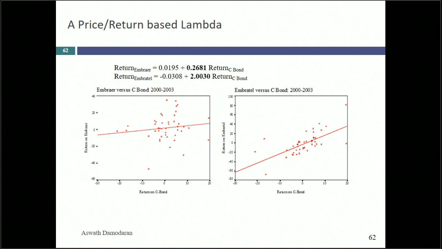So in this case, Embraer is the company you talked about, the aerospace company. The slope of the line was 0.27. Its lambda is 0.27. It's 0.27 times as risky as the average Brazilian company when it comes to exposure to country risk. But Embratel, which was then the Brazilian phone company, which got all of its revenues in Brazil and had no way of getting out, had a lambda of 2. It was twice as exposed to country risk.